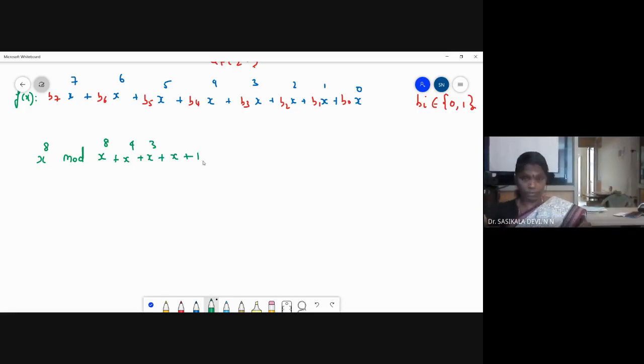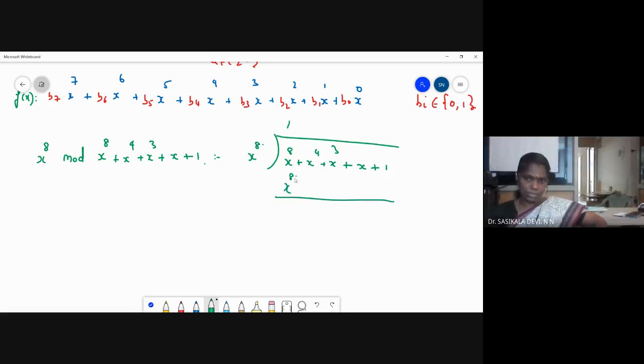X power 8, x power 4. So this is the standard irreducible polynomial, so we have to divide by it. When you divide it, what is the result? X power 8 plus x power 4 plus x power 3 plus x plus 1 to be divided by x power 8. So you will get 1 here. 1 into x power 8 is x power 8. These two, subtract operation, will cancel out. The remaining will be minus x power 4. Actually, minus 1 mod 2 is 1. So x power 4 plus x power 3 plus x plus 1.